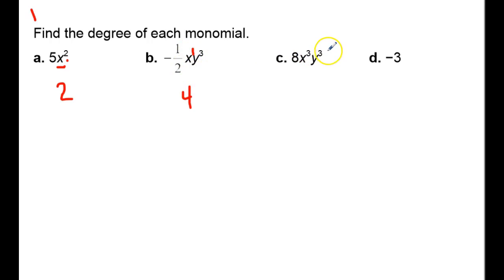So let's look at part C. Again, I can add all of my exponents together, so 3 plus 3 is 6. So let's look at D. D, remember, is a constant.